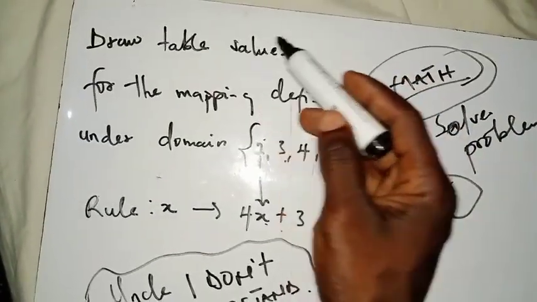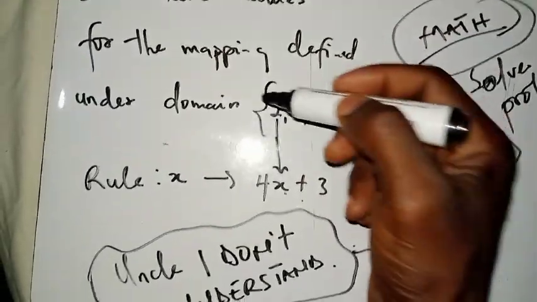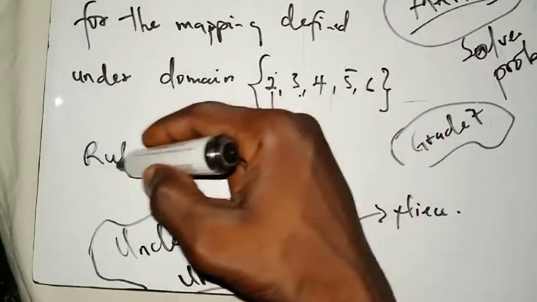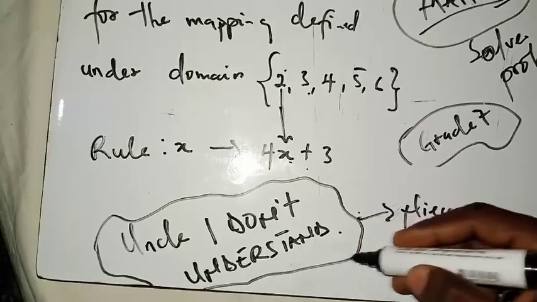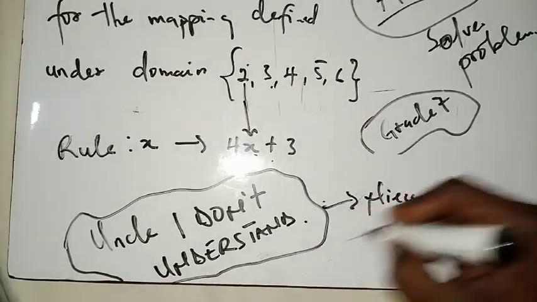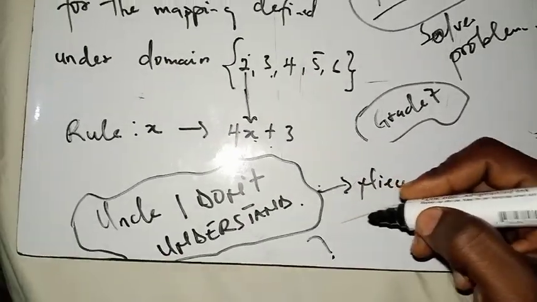Draw a table of values for a mapping defined on the domain with these values here, and then the rule is this. Now the only thing I can hear is "Uncle, I don't understand." That is from my niece. Straightforward, and it is true.